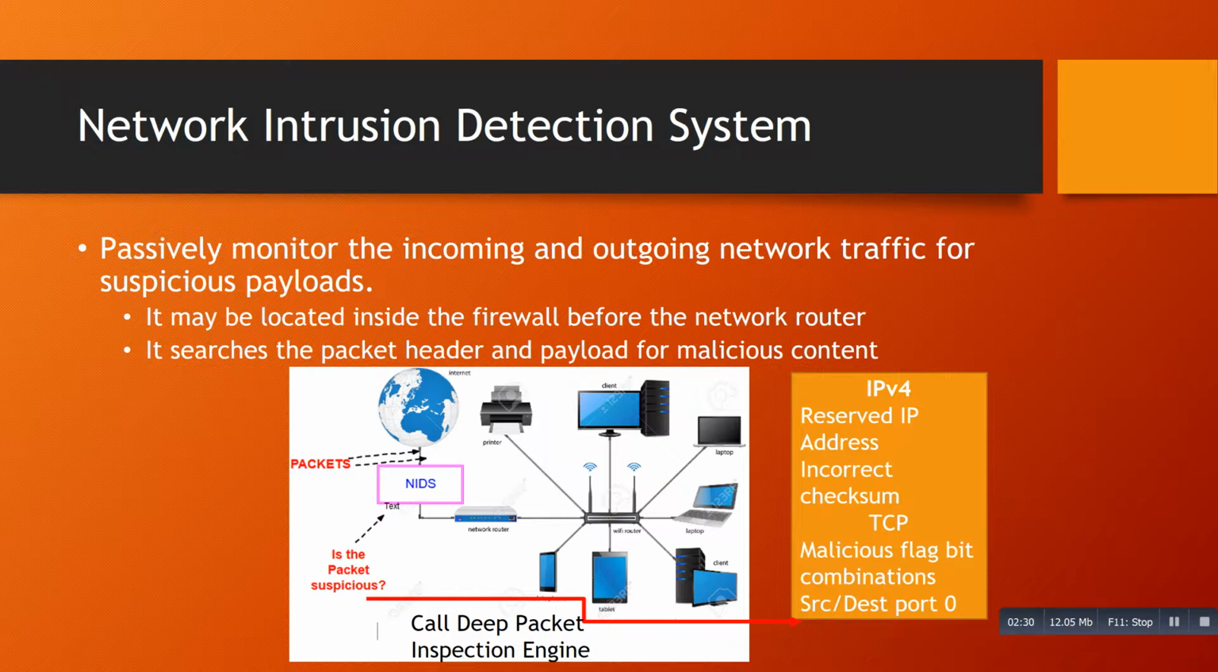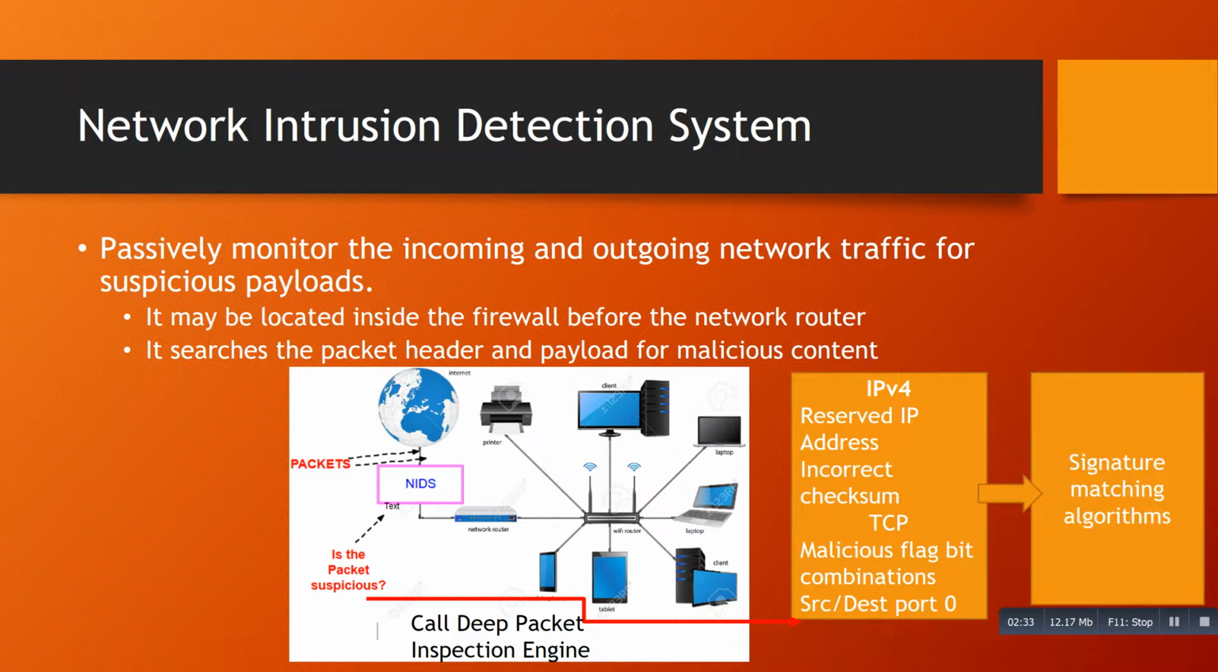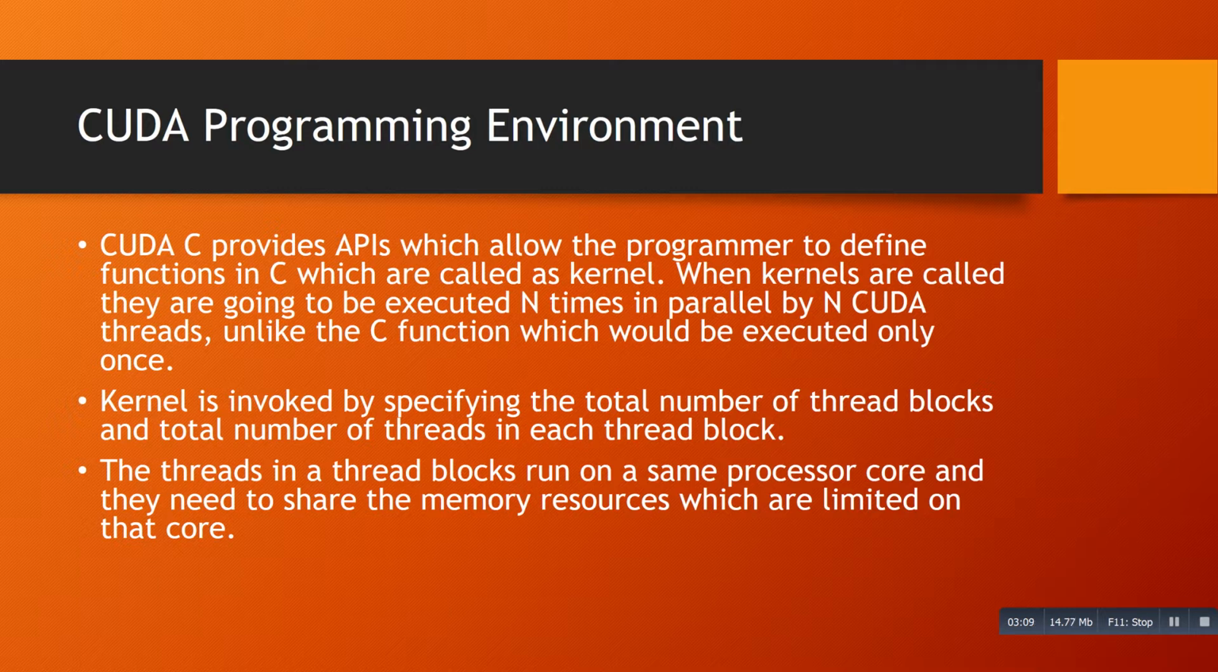The engine has two parts: header checking and payload matching. In header checking, it looks if the packet has reserved IP addresses, if it has an incorrect checksum, if there are malicious flag bit combinations, or if the source or destination port is zero. These are the four rules that we have deployed in our deep packet inspection engine. Then, after header checking, it performs signature matching, where it checks the packet payload to see if it contains malicious patterns.